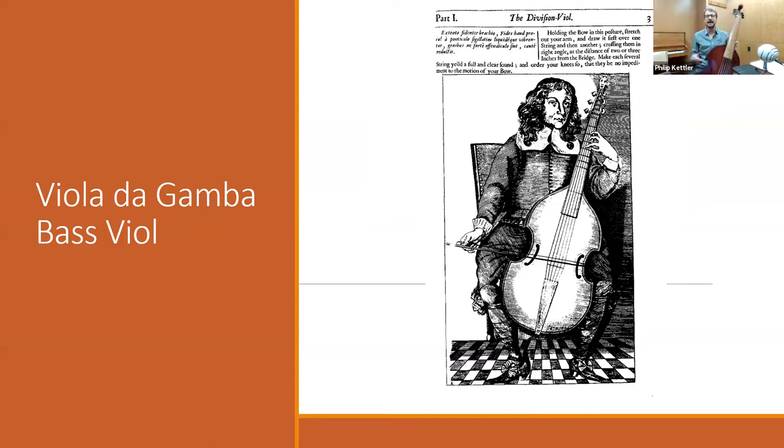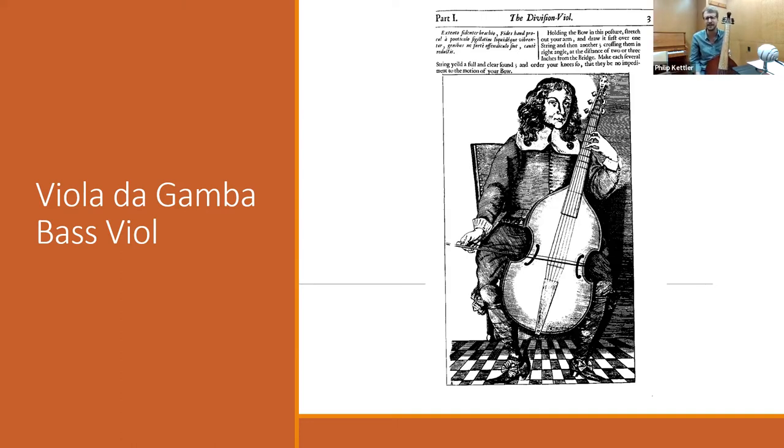You notice a lot of differences between this instrument and the cello. This instrument is not at all a predecessor to the cello. It existed completely independently in its own family of instruments alongside the cello and alongside the violin family, but the viol family, totally different. So in English, this instrument is called the viol, V-I-O-L. This is the bass viol because there are different sizes.